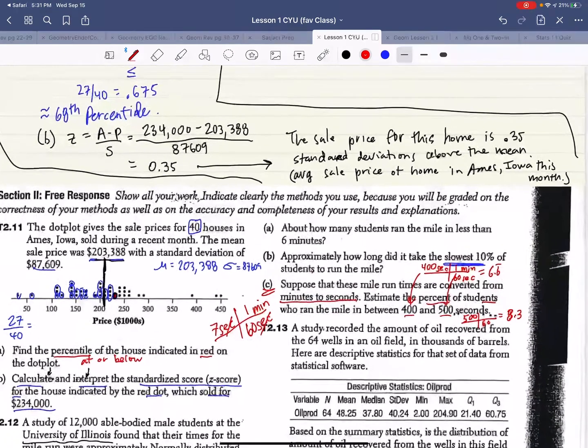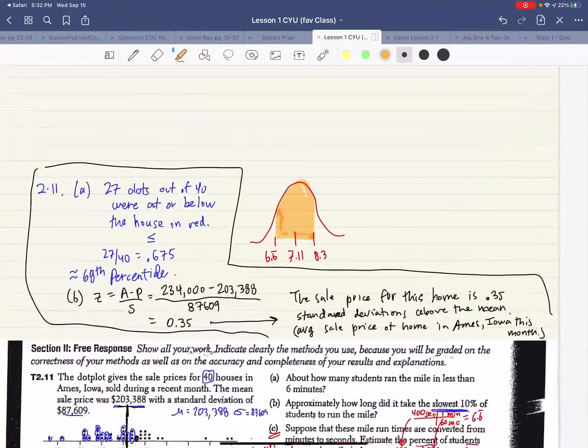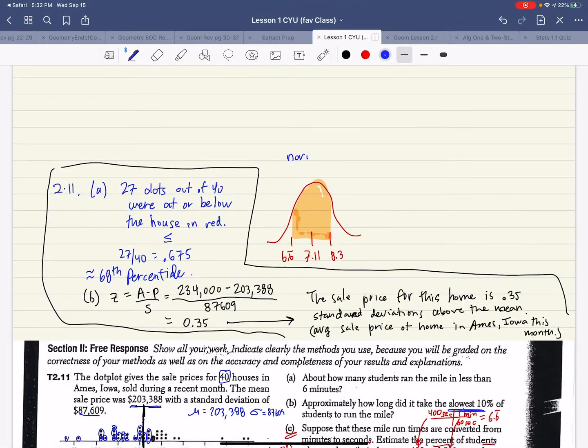So this is what we call a type 1C, where our mean is still 7.11. And now they want to know what's the area between 6.6 repeating and 8.3 repeating. What is the area under that curve? So to do this by hand, we've got to do 2. But in norm CDF, it goes pretty fast. So in norm CDF, we have our lower bound, our upper bound, our mean, and our standard deviation.